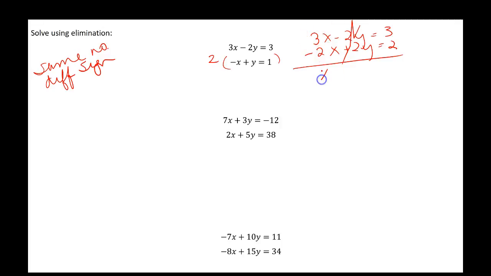3x minus 2x is x. 3 plus 2 is 5. X equals 5. Go back to either equation to get y. I'm going to add 5. Y will equal 6. So that's the answer there.